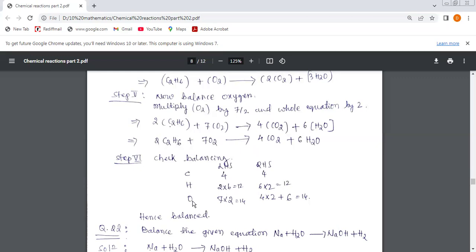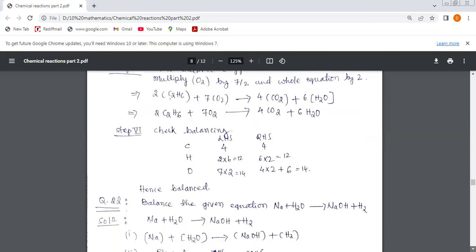Next, oxygen is there. Here 7 into 2 is 14. And on the product side, it is 2 into 4 is 8 plus 6 oxygen, so 8 plus 6 is 14. And hence all are balanced. So this is how we balance a chemical equation.